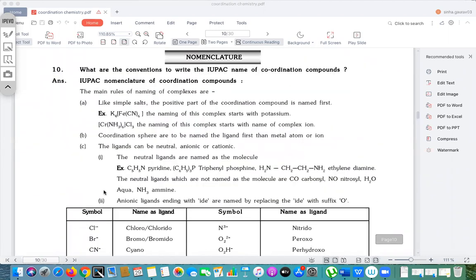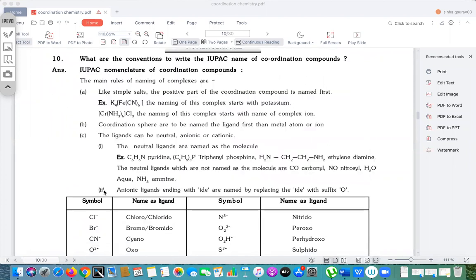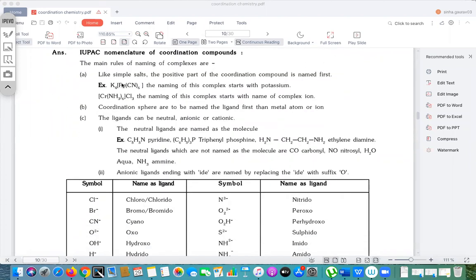The first rule is very simple. We'll name the compounds like we name a simple salt: positive part first, and then the anion last. Like sodium chloride, Na+ we write first, sodium, and then chloride. Here also, if the positive part is potassium, then potassium and then the name of this complex, K4[Fe(CN)6]. That is what is written over here.